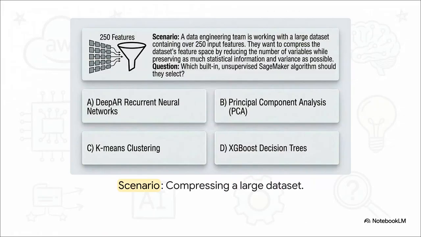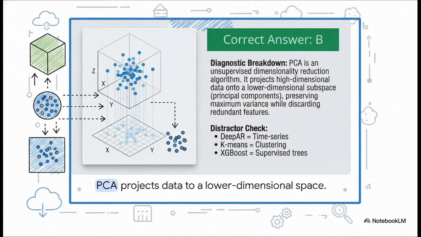Scenario 8 is a classic data engineering challenge. A data engineering team is working with a large dataset containing over 250 input features. They want to compress the dataset's feature space by reducing the number of variables while preserving as much statistical information and variance as possible. Which built-in unsupervised SageMaker algorithm should they select? Is it DeepAR, PCA, K-means, or XGBoost? The answer is B, principal component analysis.